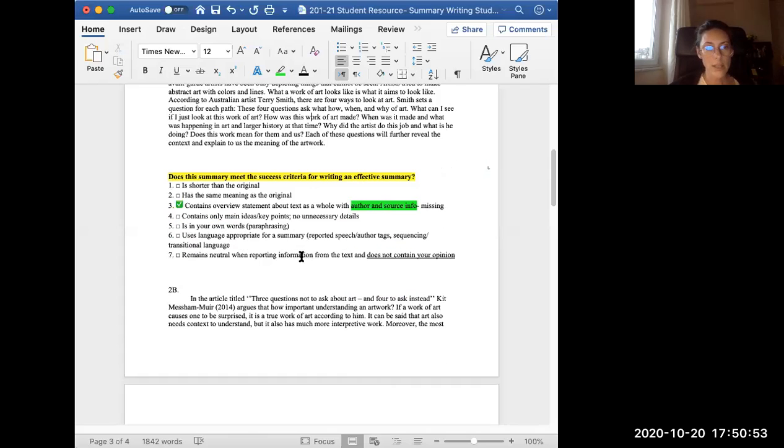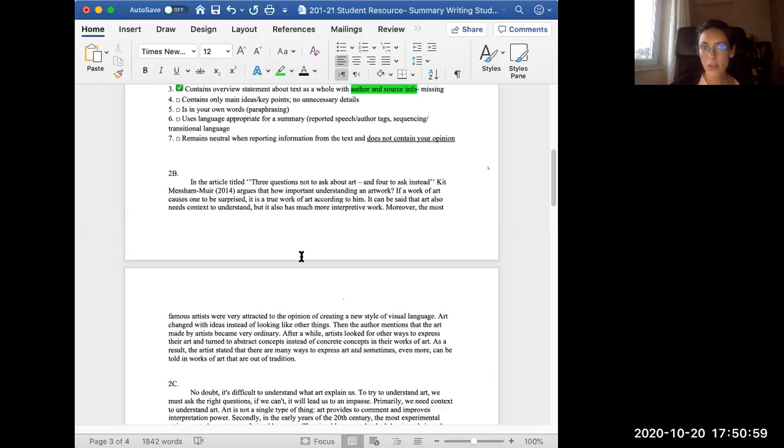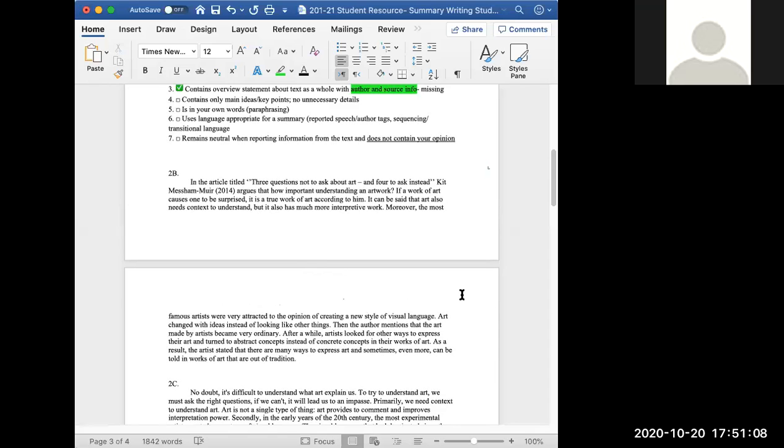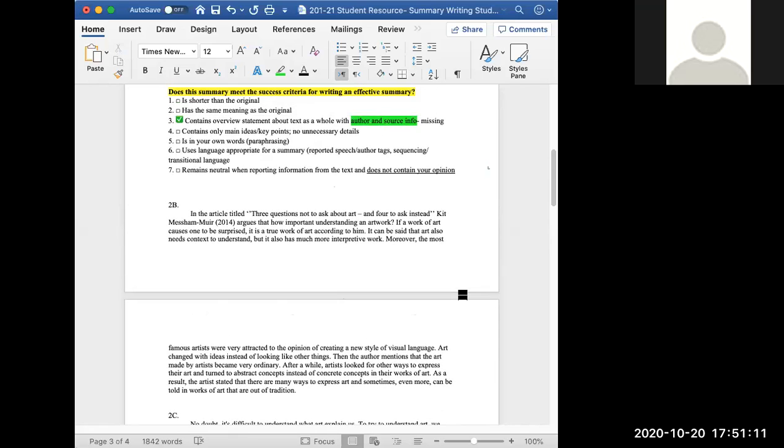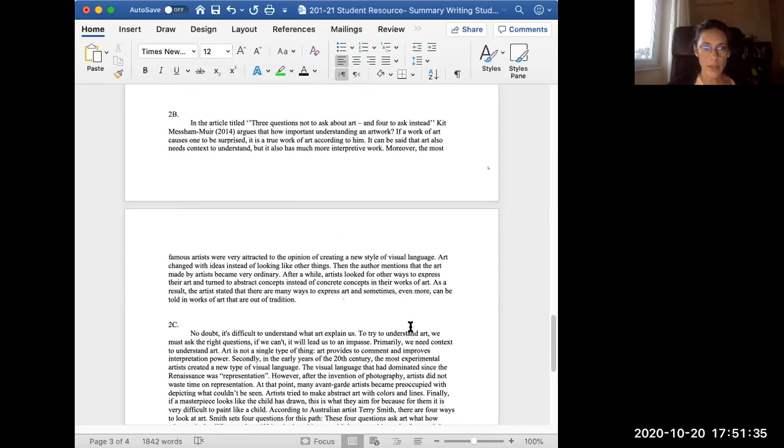Okay. Let's take a look. We just have 10 minutes left. So who was in the group evaluating number 2B? Hi. I think it's shorter than the original, yes. But I'm not sure of number 6 and 7 because we couldn't tell if some of the sentences were objective. We couldn't tell if some of the sentences were the author's opinions or the one who wrote it. Okay. Can you give an example?